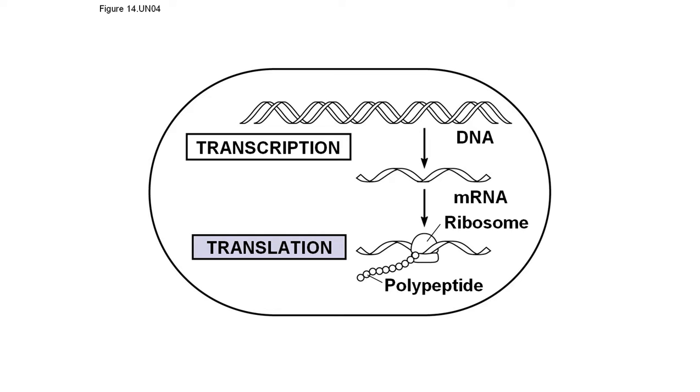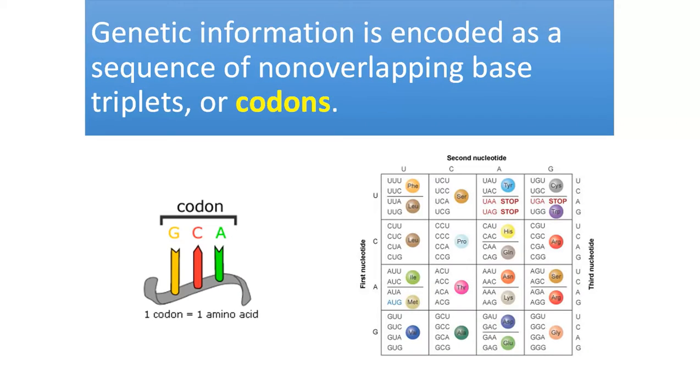So, quick recap from yesterday. We went over transcription, where DNA is turned into messenger RNA, and today we're going to look at how that messenger RNA produces a polypeptide or a protein. A couple of quick reminders.